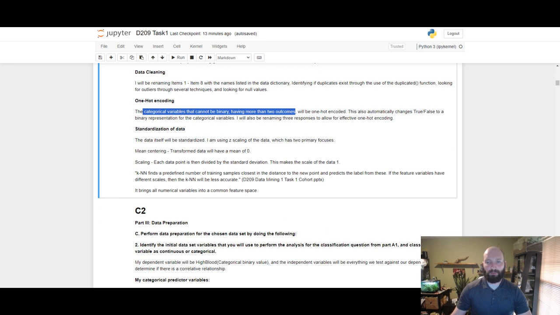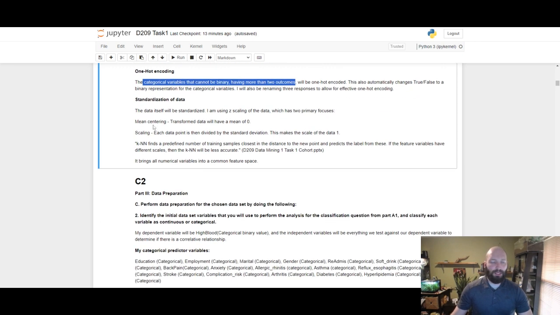And that way we can pick them out and still number them, but they're not numbered in level of importance. They're numbered for categorizing. And then we standardize the data. So what we did is some mean centering. We transformed the data so it has a mean of 0, and then scaled the data, where each data point is divided by the standard deviation, which makes the scale of the data 1.